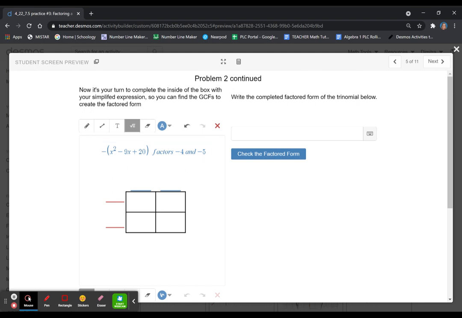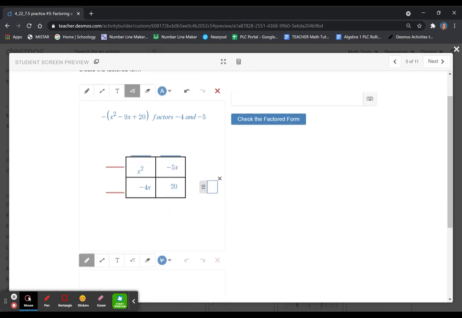Our table is first term, first box, last term, last box. So our first term is x squared. And hopefully I won't make the same mistakes I did last time. Our last term is 20. Then we're going to fill in the two boxes with our two factors, and it doesn't matter where our factors go. So -4x, negative 5x. I'm not going to go through the factors as thoroughly as I did for the other one.